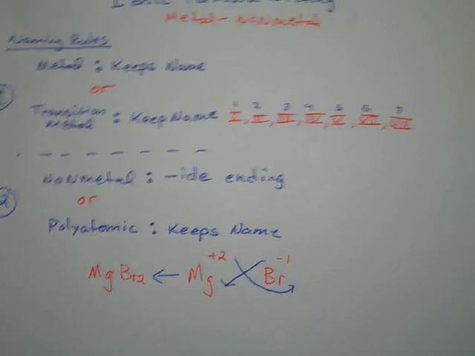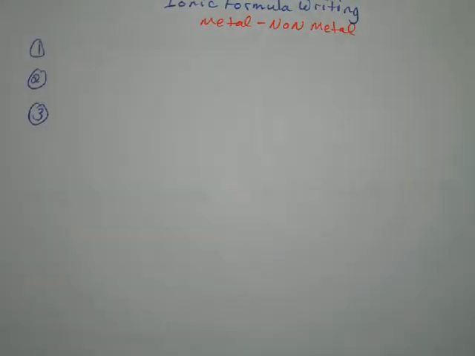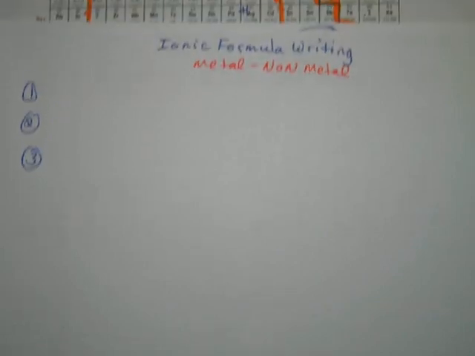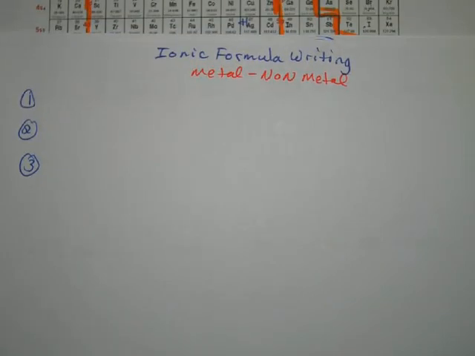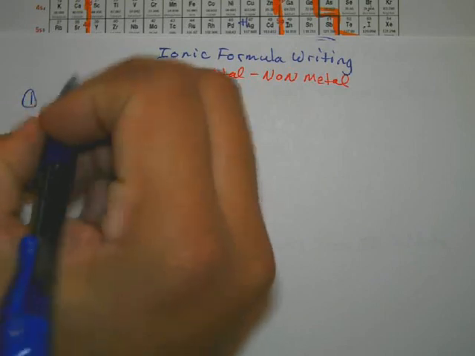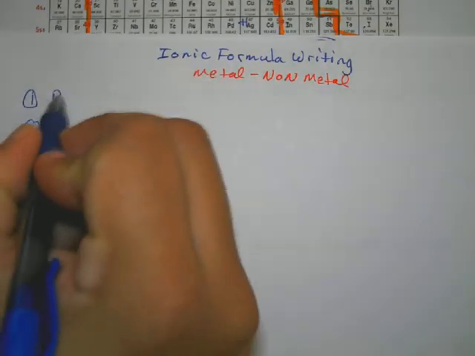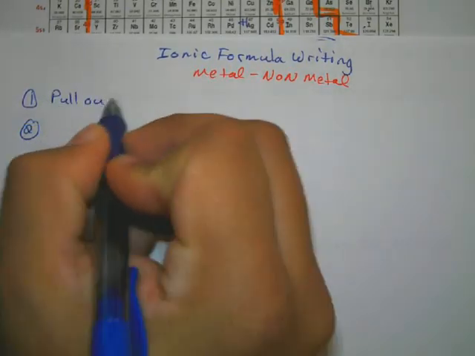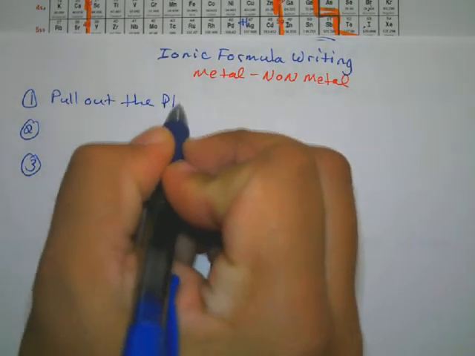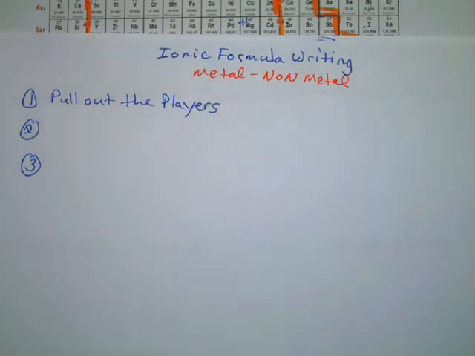So that brings me to today's new stuff, writing formulas, okay? There are 3 rules if you want to write ionic formulas, and these 3 rules will help you write any formula, okay? Now, the first rule is this: you pull out the players. That means you take out whatever elements are in there. You can tell by looking at the name which elements are in there. So you pull out your players.